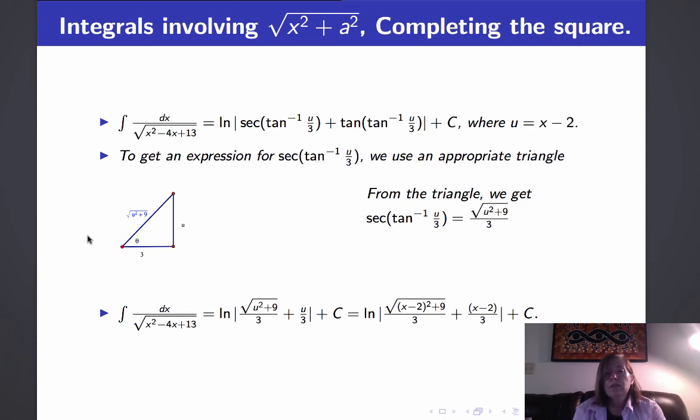Finally, we have the integral of dx over the square root of x squared minus 4x plus 13 is the natural log of the square root of u squared plus 9 over 3 plus u over 3, because tan of tan inverse of u over 3 is u over 3 plus a constant, and replacing the u's by x's, we get that that's equal to the natural log of the square root of x minus 2 squared plus 9 over 3 plus x minus 2 over 3 plus a constant.